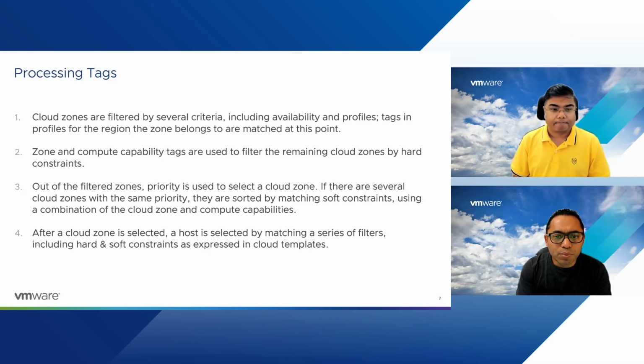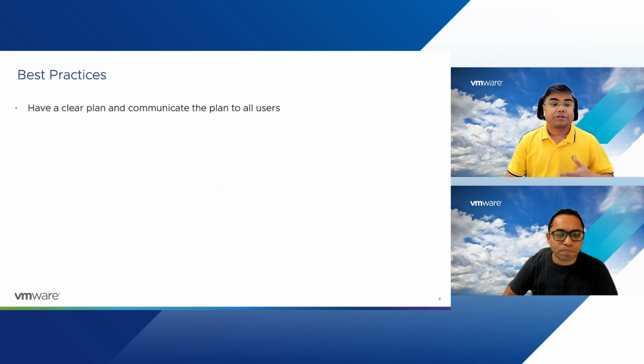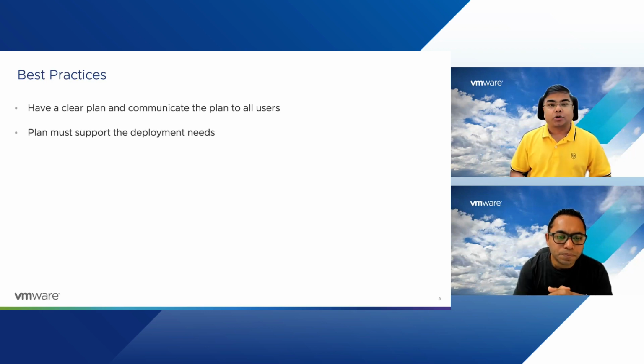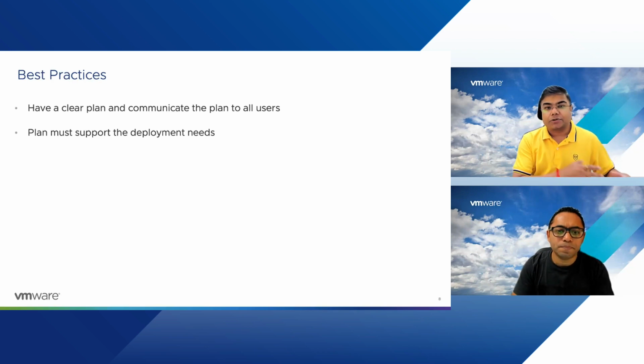Okay. So in the case of multi-cloud automation, what are some of the tagging best practices? Right. In terms of best practices, first of all, you should start with a clear plan and communicate this plan to all users. When I say all users, your application architect, infrastructure architect, storage architect, network architect, all of them should come together and define and agree upon a plan: this is exactly how we are going to tag these environments. And the plan must support the deployment needs. That means if your production environment should go to this cluster, your tagging plan should back that up, right? Yes. So that's how your plan must support the deployment needs.